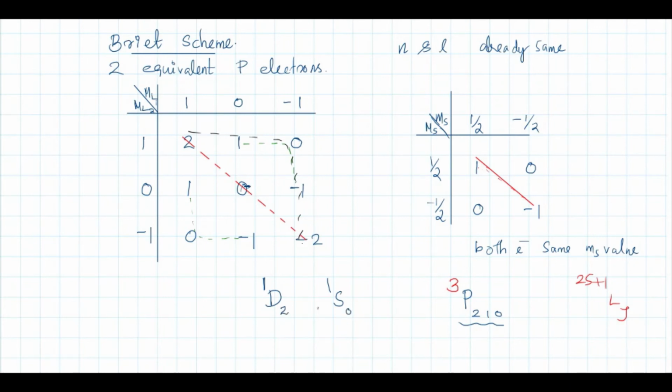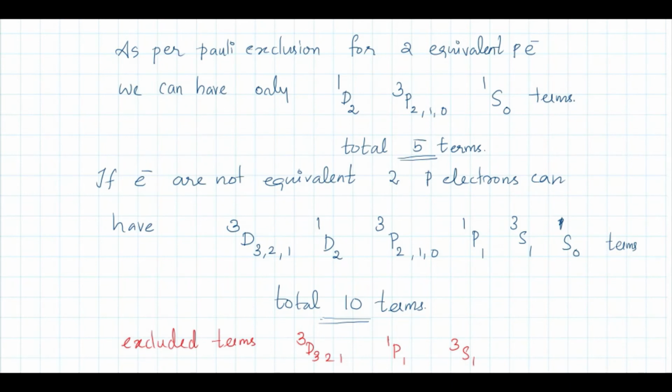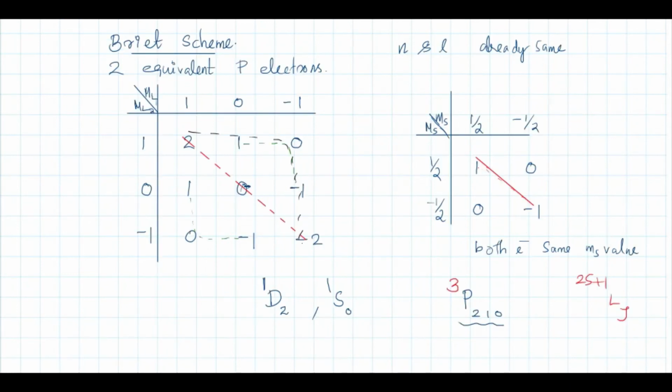J value you can of course write as 2 and 0, because S is 0, J is simply L. Since it is D, L value is 2, so J value is 2. So 1D2, 1S0, 3P 2, 1, 0. These are the possible spectroscopic terms for equivalent p electrons. This is exactly the same as we obtained in the previous case also. So this is a different method.